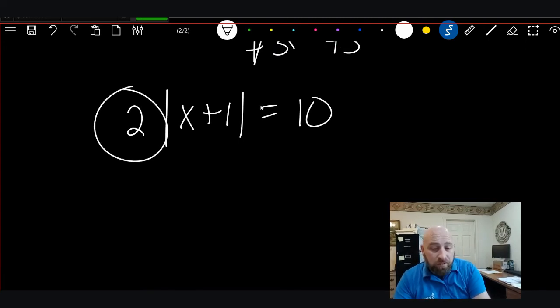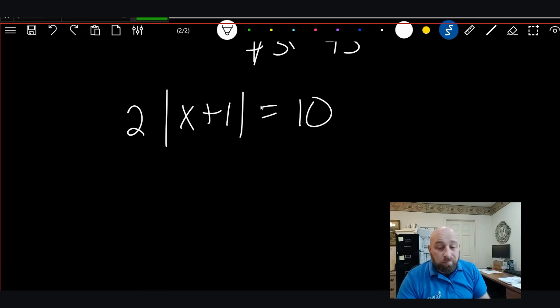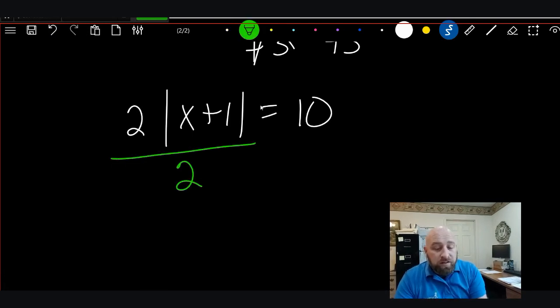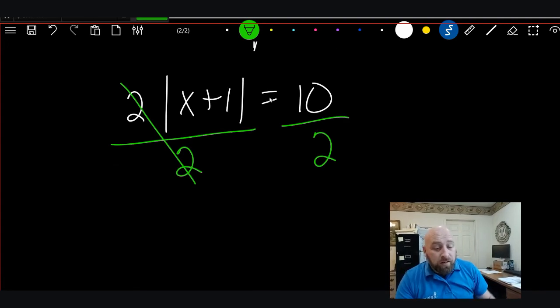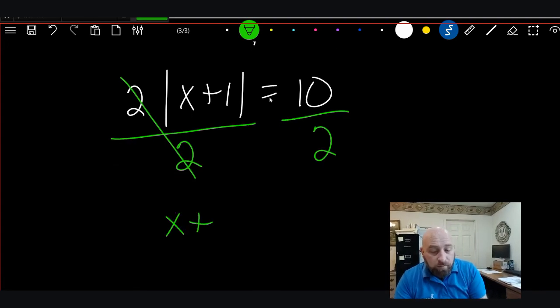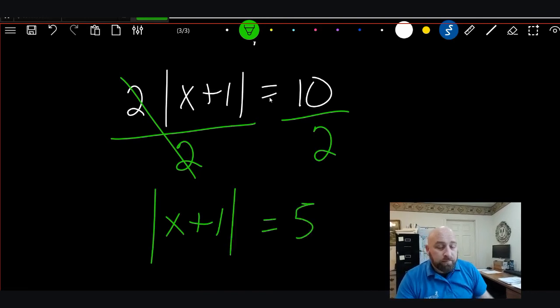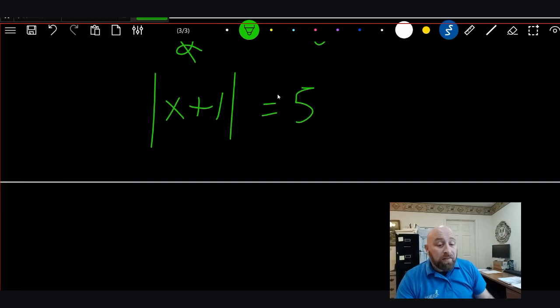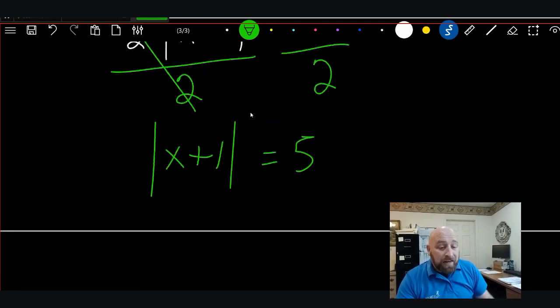That 2 is still out there. Okay? Now, if there's no sign in here, what is happening with that 2? Okay, good. It's being multiplied. So what we want to do is divide by 2. That's going to cancel that. If we do it to one side, we have to do it to the other side. So we're going to get the absolute value of x plus 1 equals 5. Now this is finally where we got it isolated.